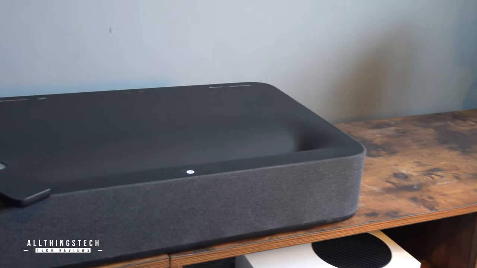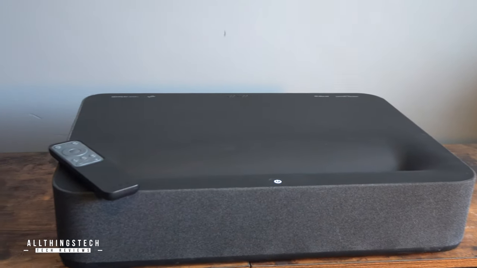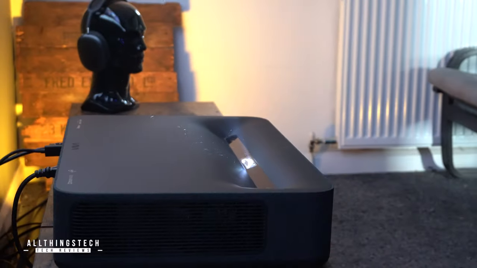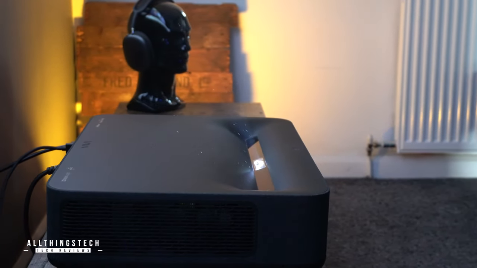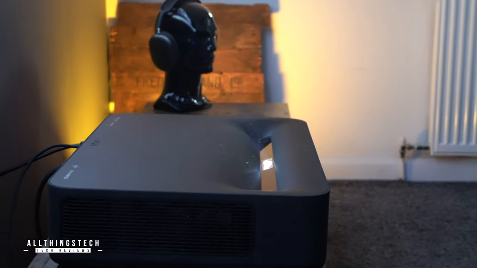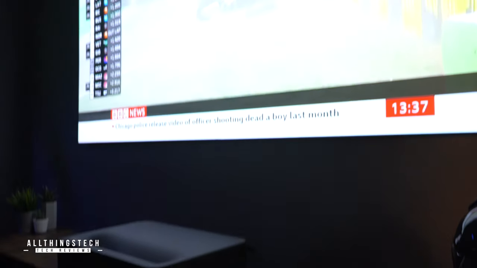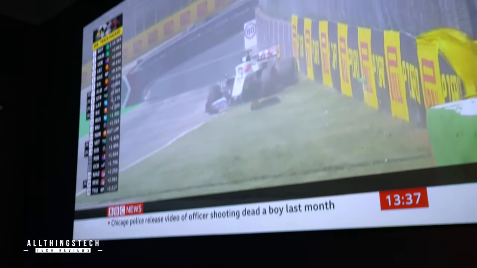Okay, so I'm using the VAVA 4K projector. It's ultra short throw. It gives that 100-inch image from around about 20 centimeters away from the wall. So it's a really convenient projector if you don't want to have wires through the ceiling and a projector on the other end of the room.